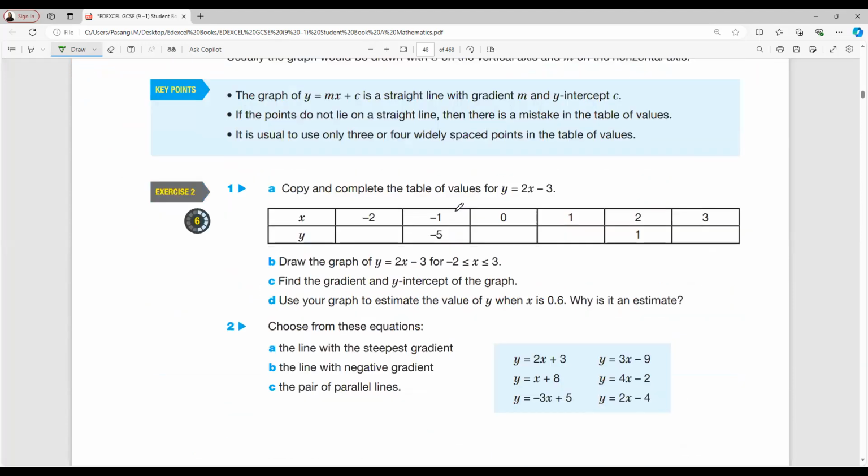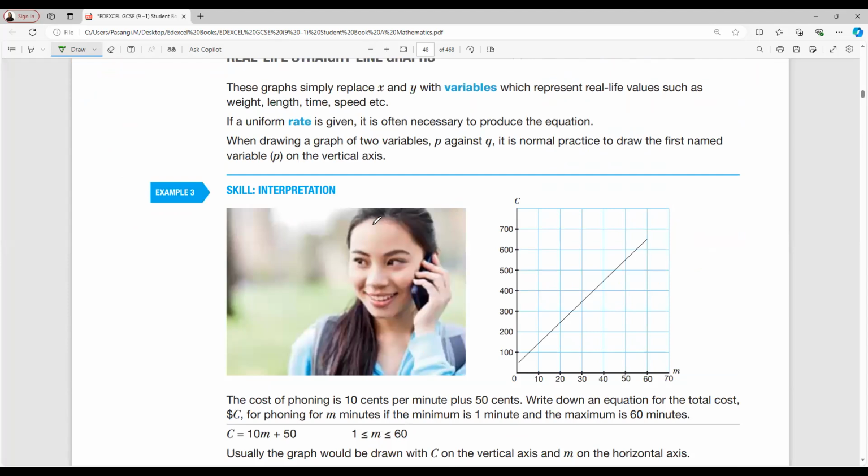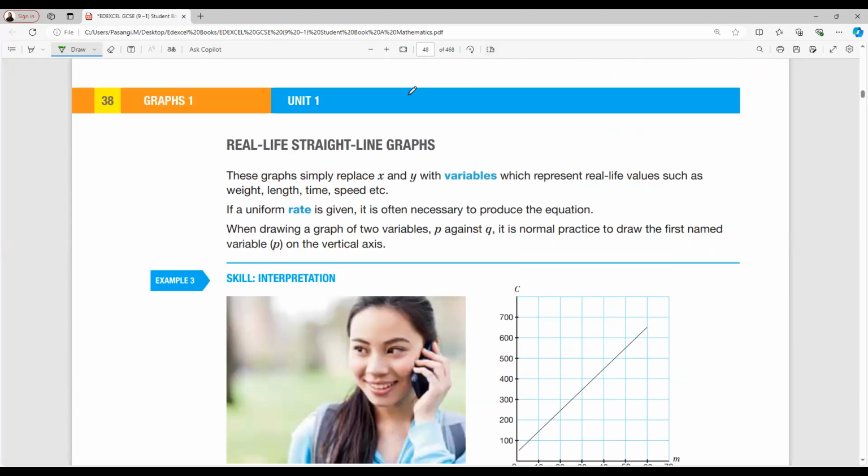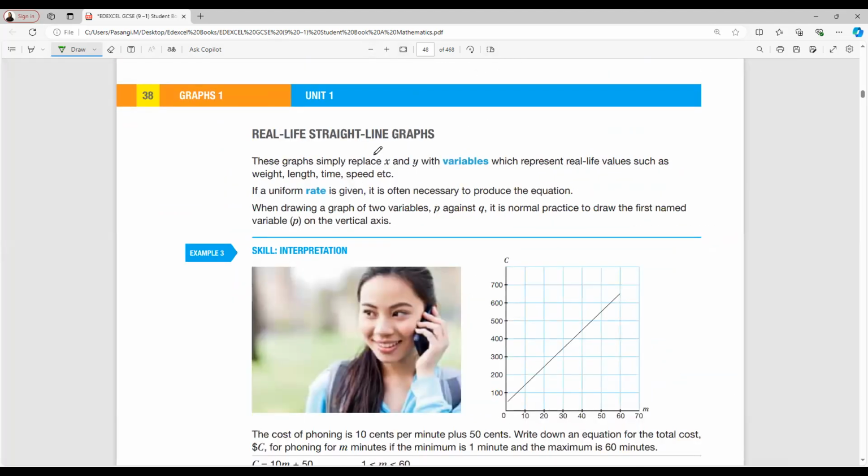Okay. Then we have the next part. I'll do this one as well so that you can do all the homework nicely, because we have already done this one. Okay. So here what do we have? Real life straight line graphs. These graphs simply replace x and y with variables which represent real life values such as weight, length, time, speed, etc. If a uniform rate is given, it is often necessary to produce the equation as well.